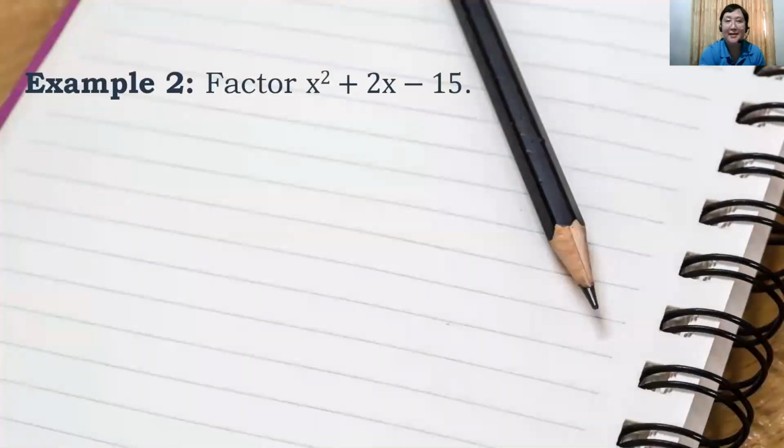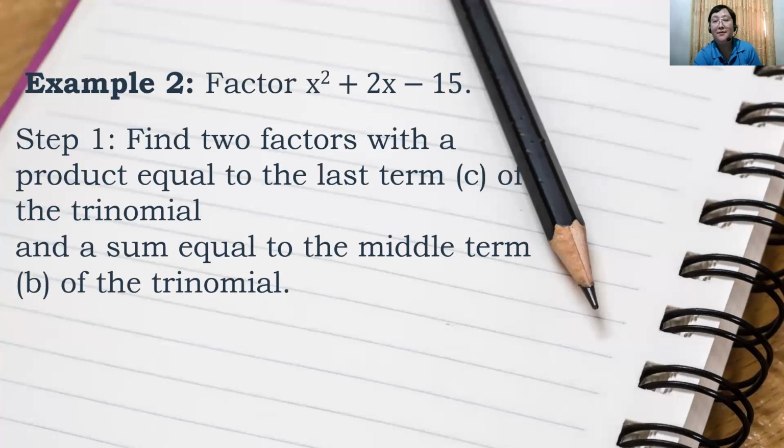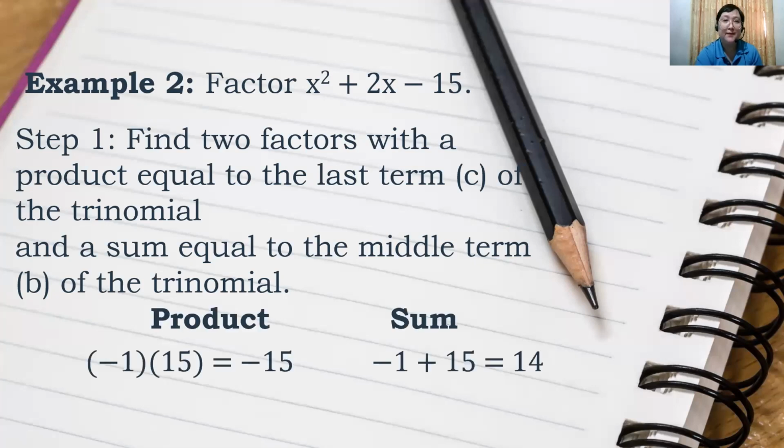Let's have the second example. Let us factor x squared plus 2x minus 15. Again, let's have the first step. Find two factors with a product equal to the last term of the trinomial. And again, if you add that, you'll get the middle term. So what are these factors?